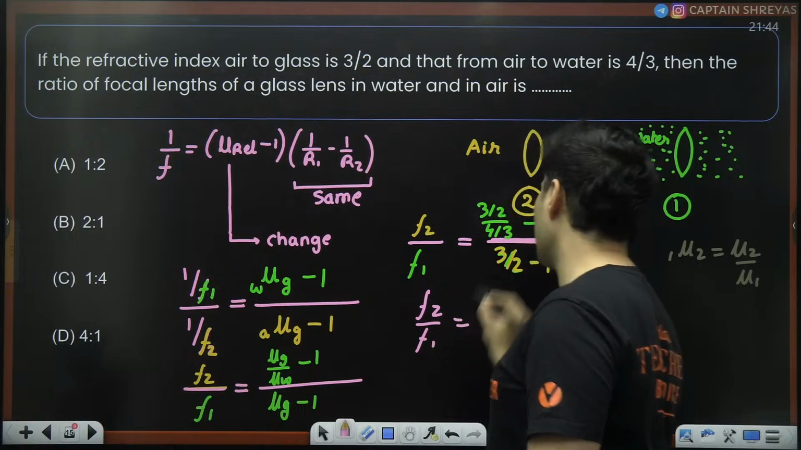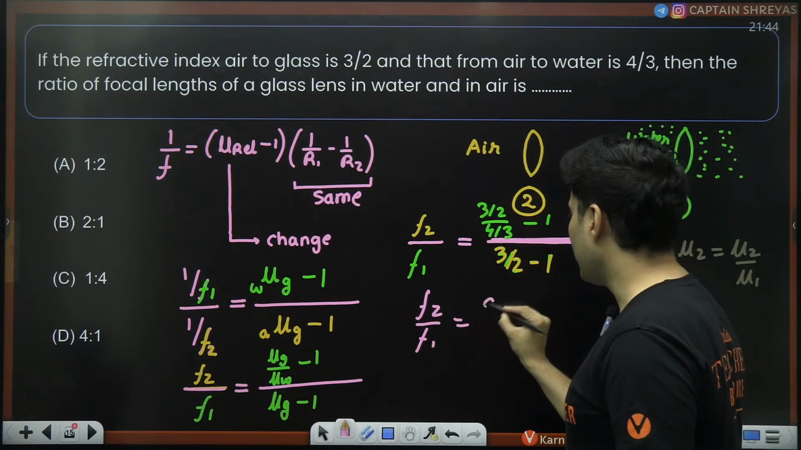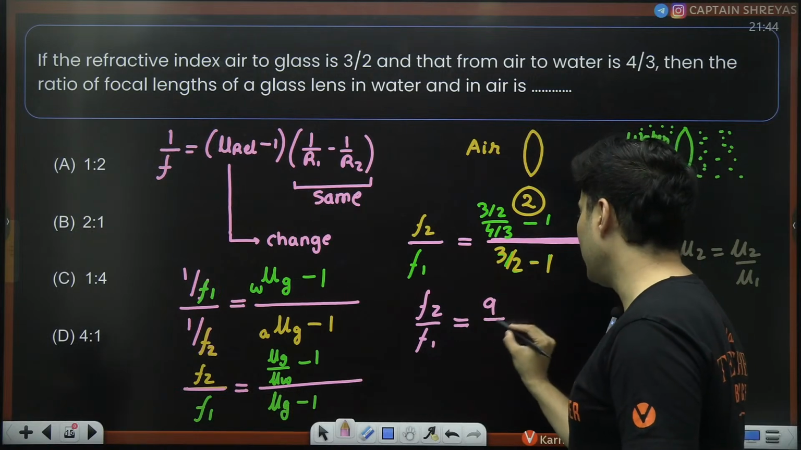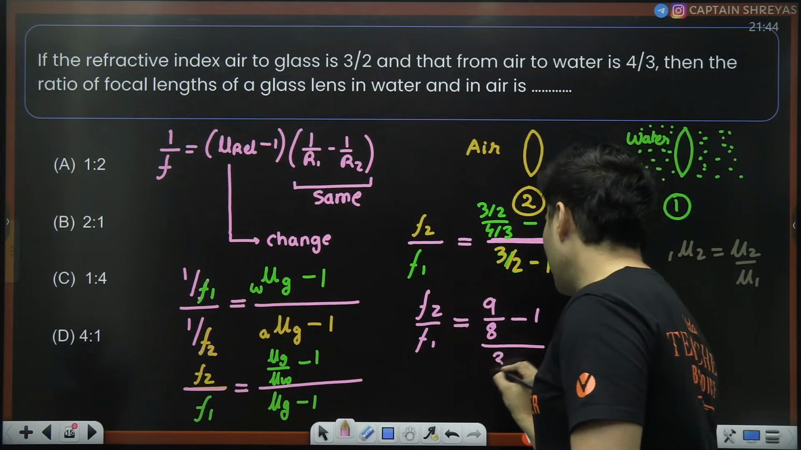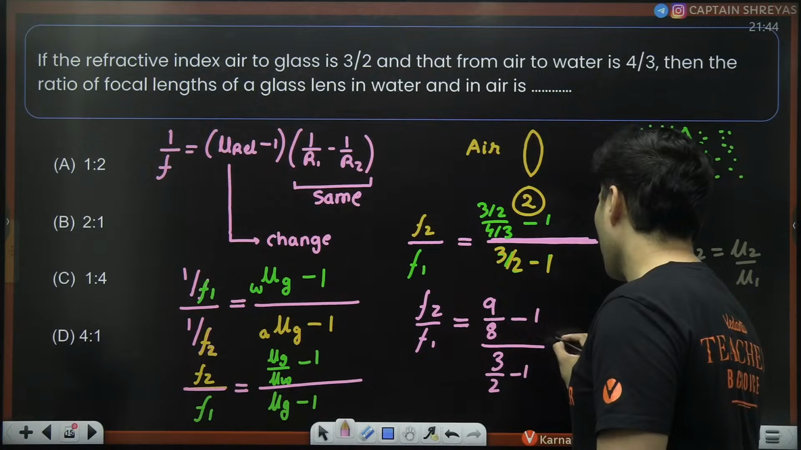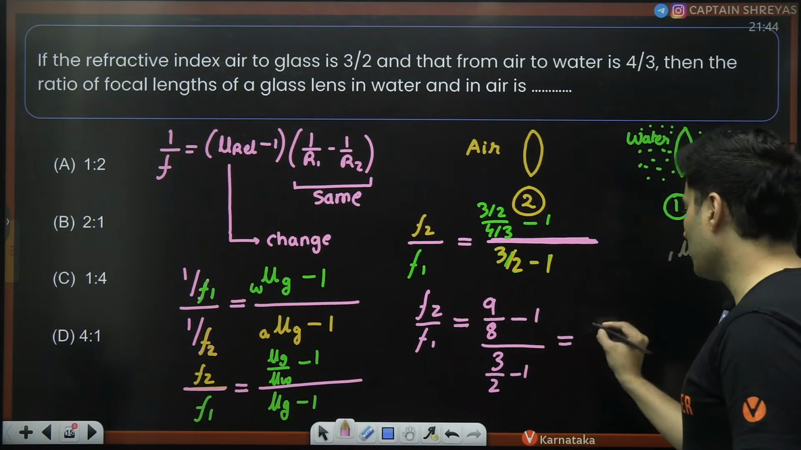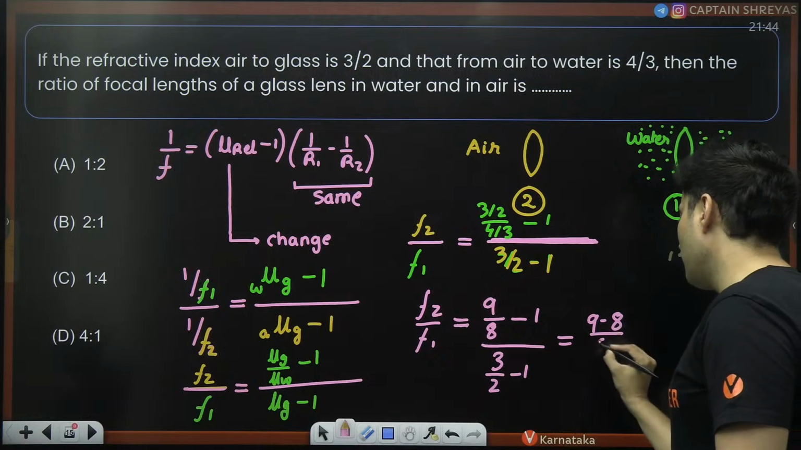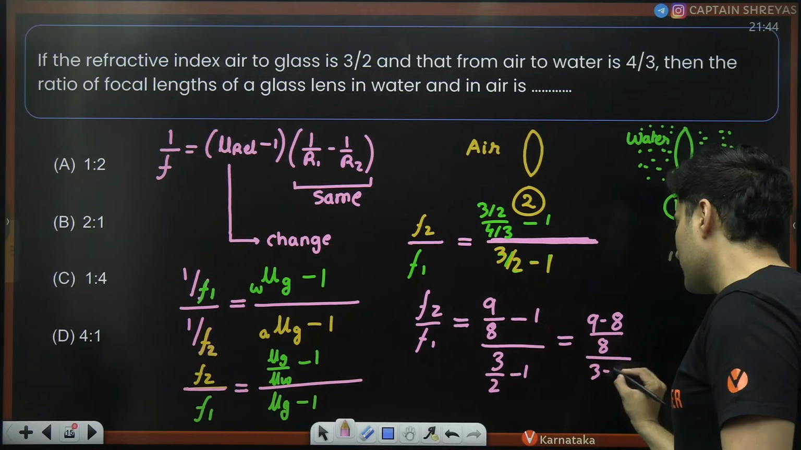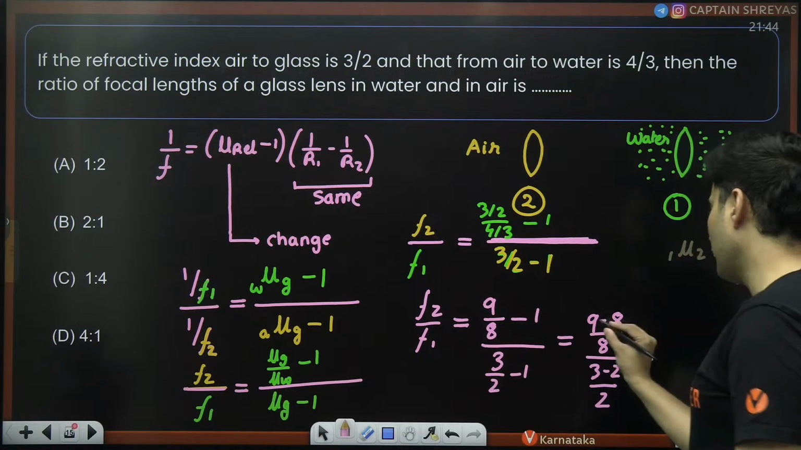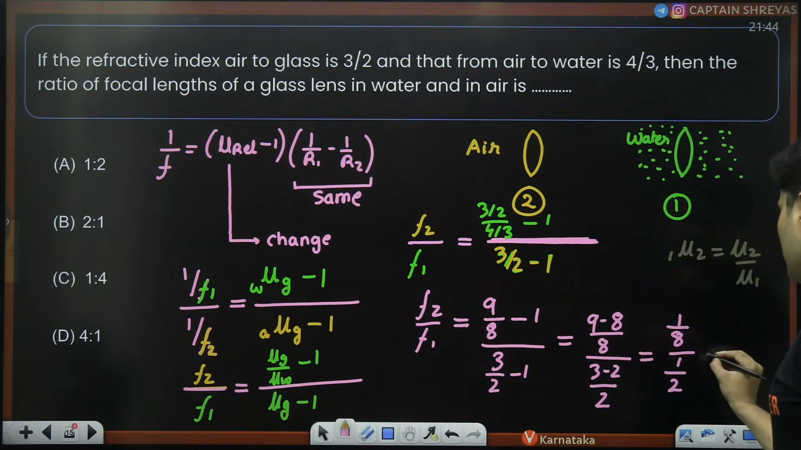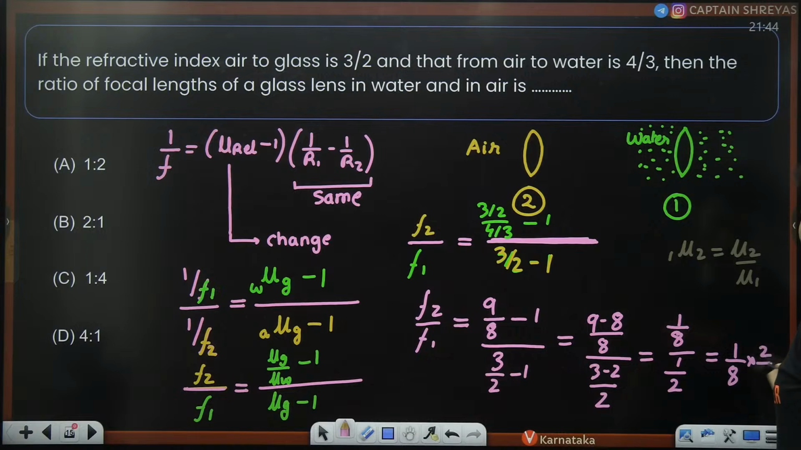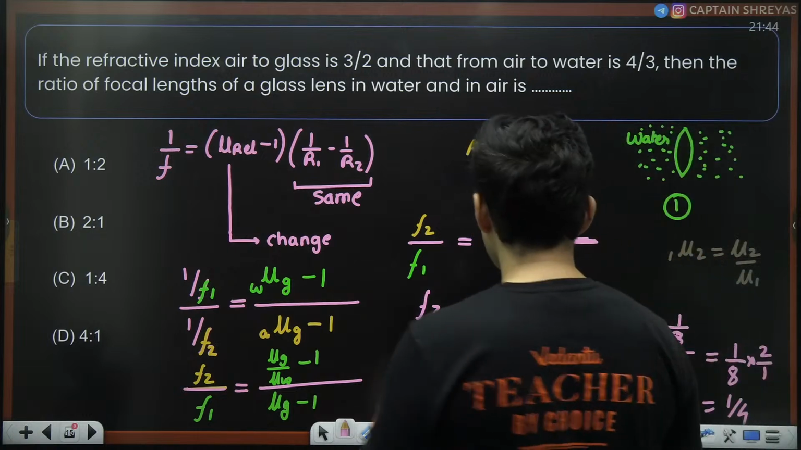F2 by F1 is equal to, well, 3 3s are 9, 2 4s are 8, 9 by 8 minus 1, whole thing divided by 3 by 2 minus 1. In the next step, 8 goes on the top. So 9 minus 8 divided by 8, divided by 3 minus 2 divided by 2, which will then become 9 minus 8 is 1 and 3 minus 2 is also 1. Now this just becomes 1 by 8 and 2 by 1. 2 goes with 8, 4 times. So 1 by 4 will be F2 by F1.